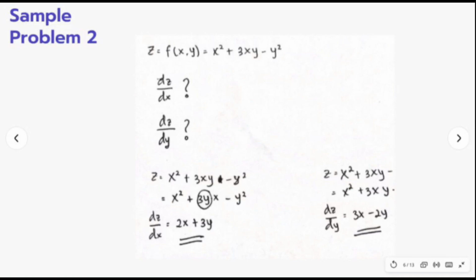This is an example of a simple partial derivative problem. If z is equal to x squared plus 3xy minus y squared, and we are looking for the partial derivative dz per dx, everything that is missing x is a constant. Likewise, if we are looking for the partial derivative dz per dy, everything that is missing y is a constant.